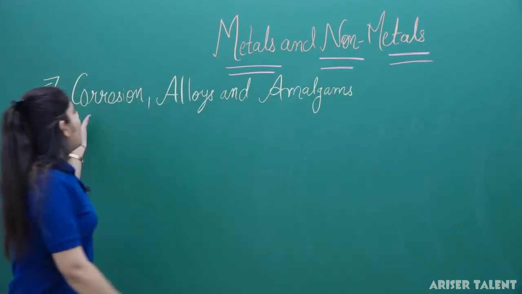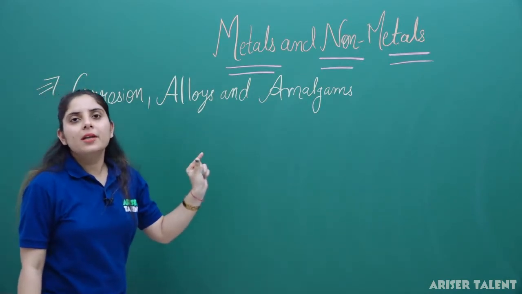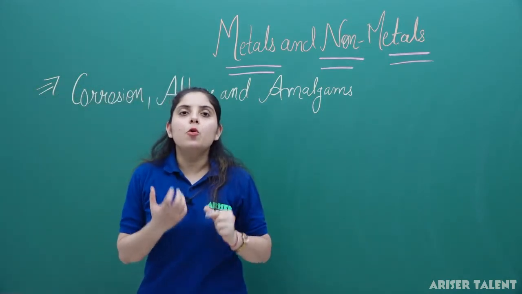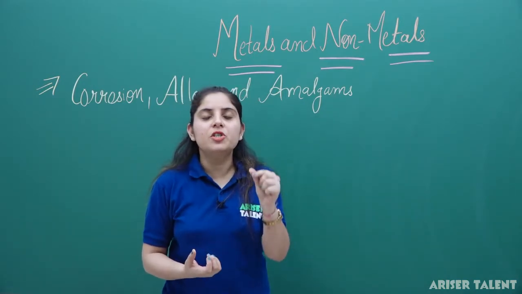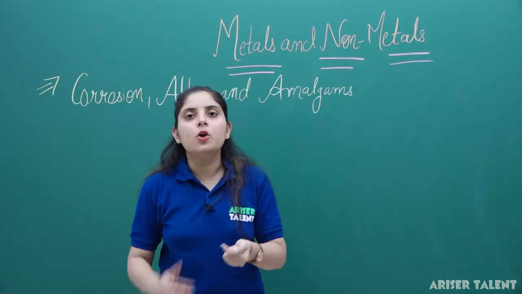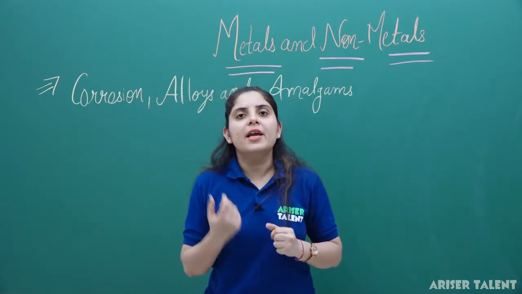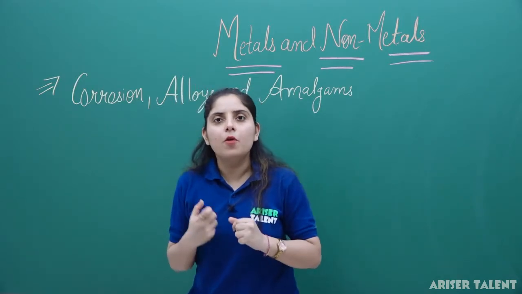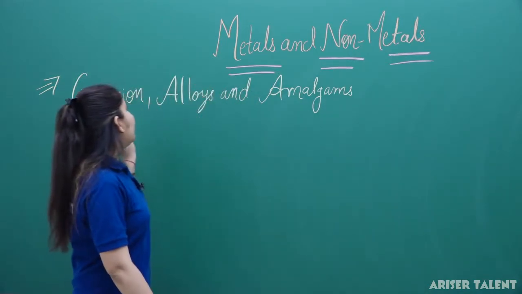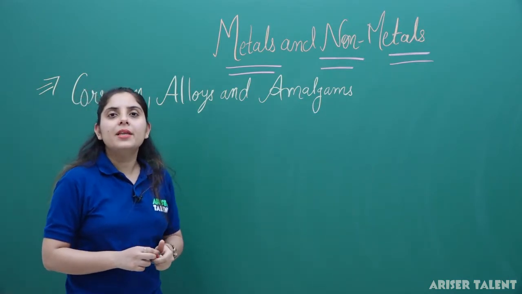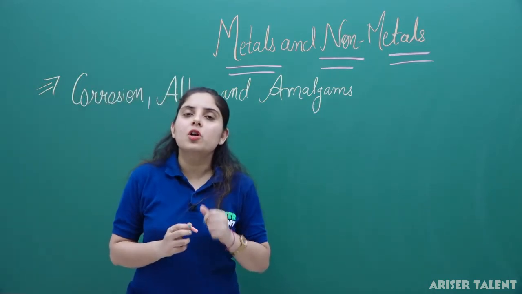About corrosion, we discussed in our previous class that corrosion is basically an oxidation process in which a rusty layer is deposited on the surface of the metal due to the action of moisture, air and water. These are the basic conditions for corrosion to occur. Now we will deal with the corrosion of aluminium, copper and silver.